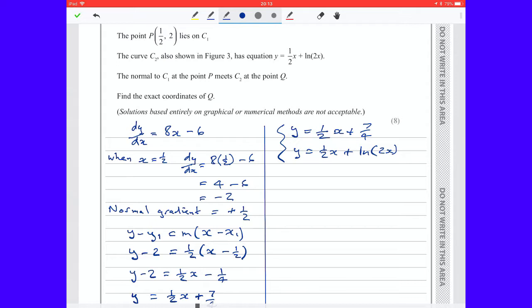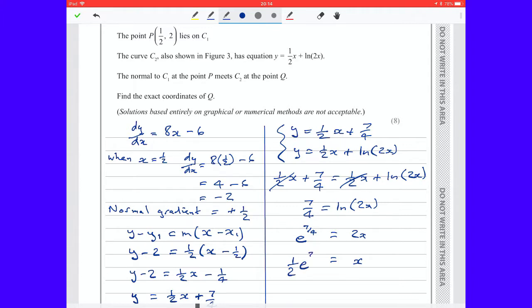Now we can substitute for y here and just equate the two right hand sides, and we get 1/2 x plus 7 over 4 is equal to 1/2 x plus the natural log of 2x. We can subtract 1/2 x from each side and we get 7 over 4 is equal to the natural log of 2x, which means that 2x is equal to e to the power 7 over 4. So x is 1/2 e to the 7 over 4.